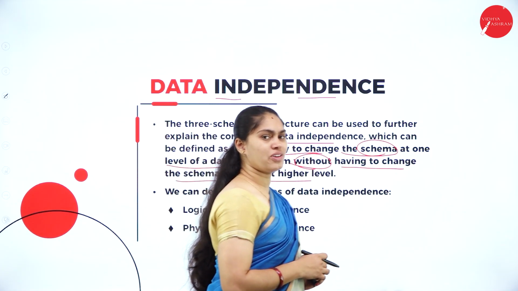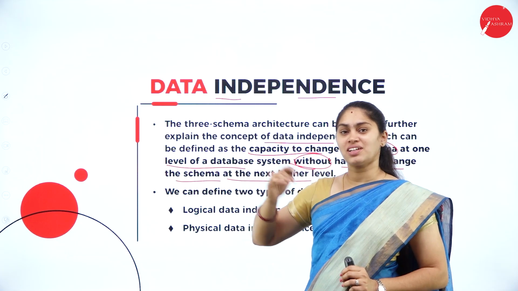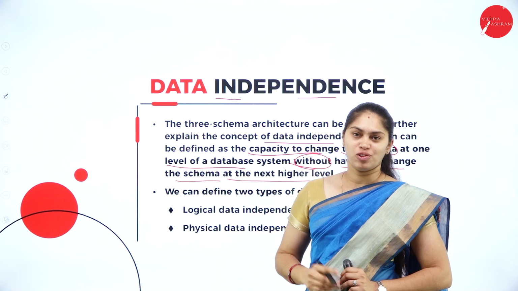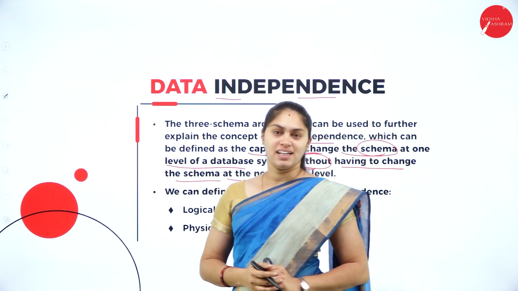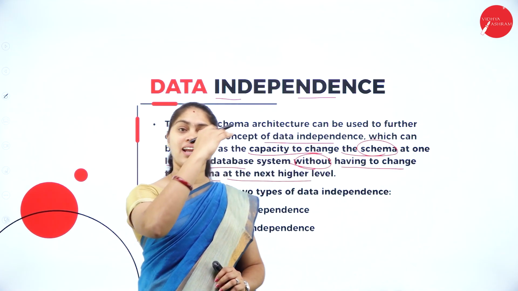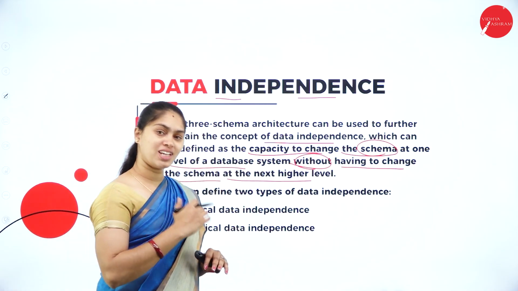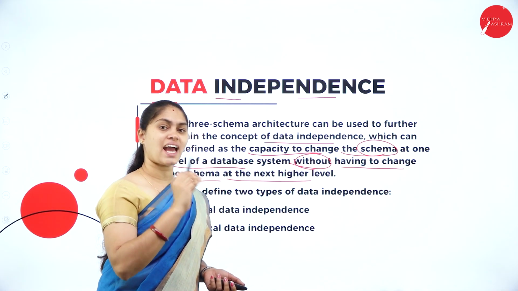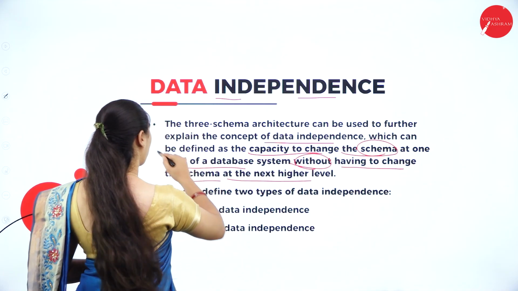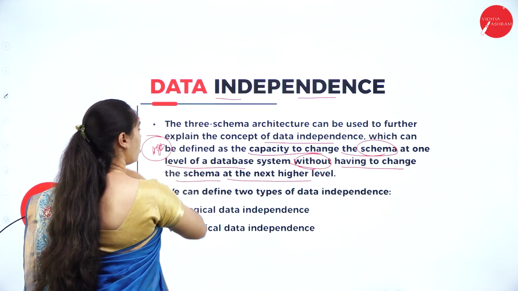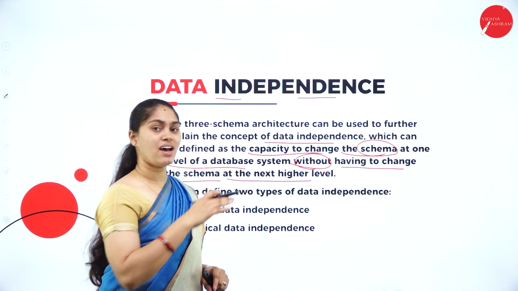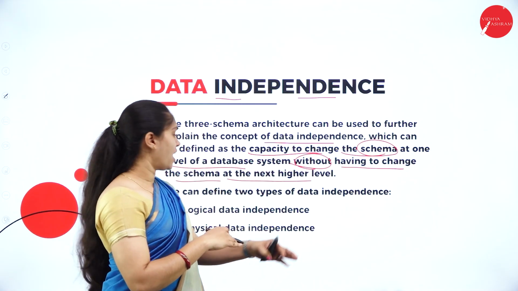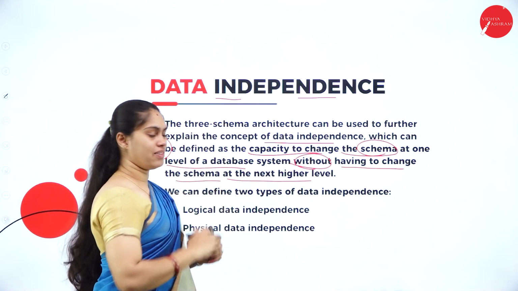If you are making any renovation on the ground floor, that should not affect the first floor. If you are doing any changes on the first floor, that should not affect the second floor. That is what we have in data independence. By making use of the 3-schema architecture, we can have this data independence. What is data independence? Categories of data independence is a very important question that you can expect. It is the capacity to change the schema at one level without having to change anything at the next higher level schema.